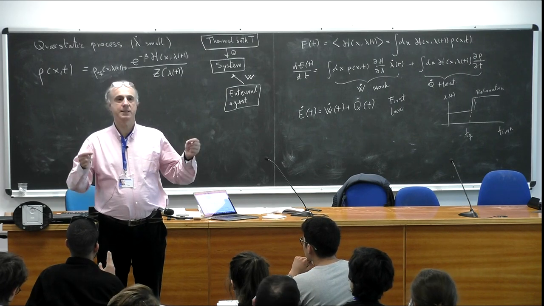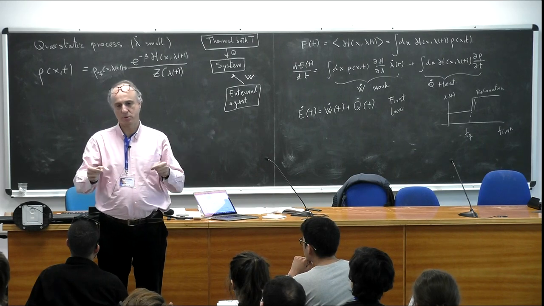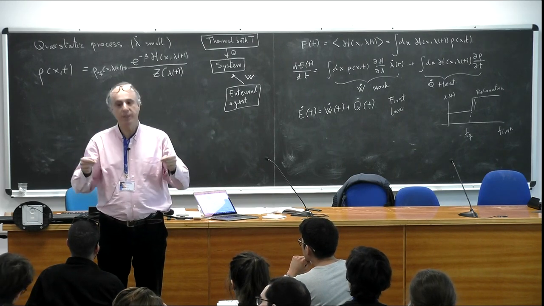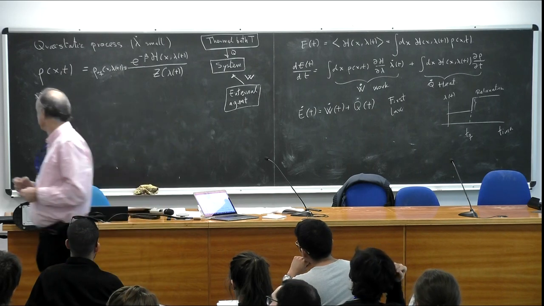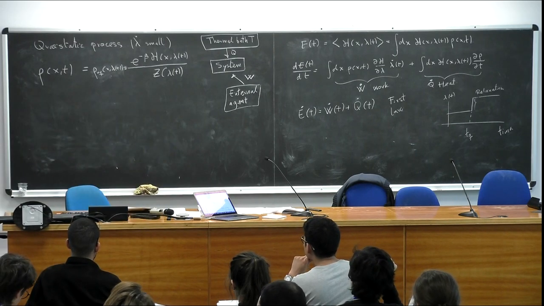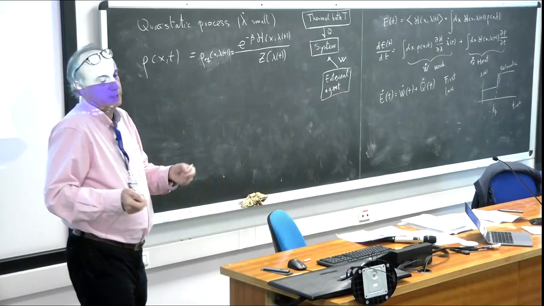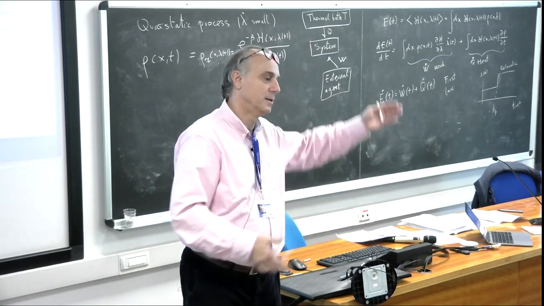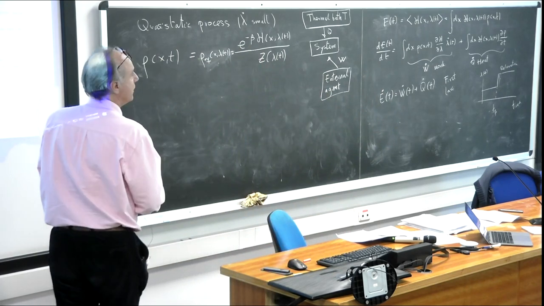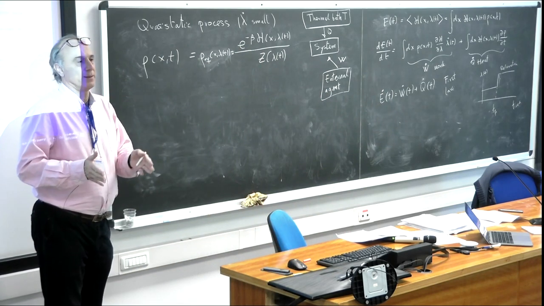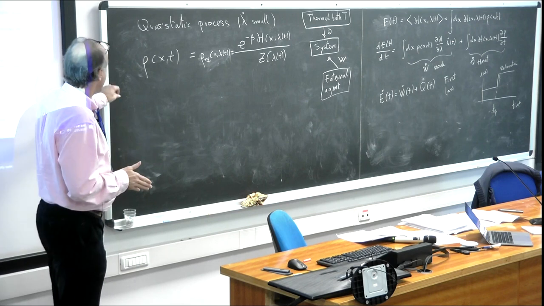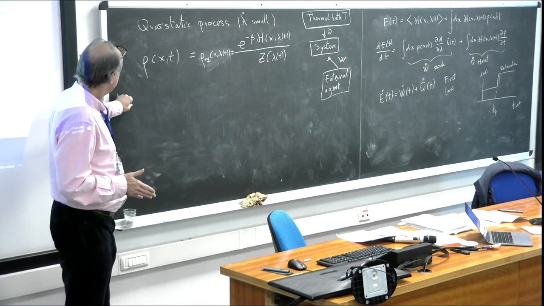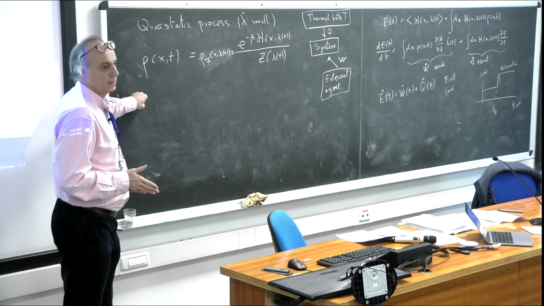Well, I call it a steady state of the Fokker-Planck equation. And the steady state of the Fokker-Planck equation must be the thermal, the equilibrium state. Equilibrium is a particular case of a steady state. Usually, when we want to say that the steady state is non-equilibrium, we say non-equilibrium steady state.